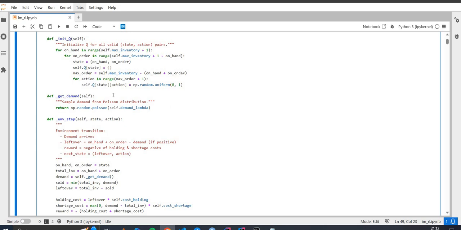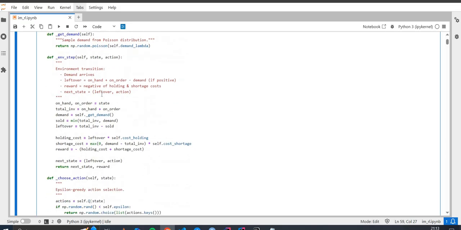Look here, we have get demand, and this function simulates the randomness of customer demand by drawing values from a Poisson distribution. Demand is not fixed, it fluctuates, and this is what makes inventory management tricky. By modeling demand this way, we are making sure the agent learns in a realistic setting.